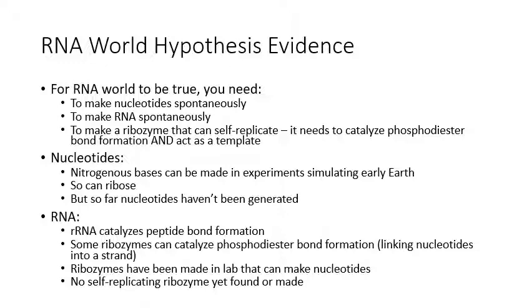So the evidence that we have is just we can make nitrogenous bases spontaneously, we can make ribose spontaneously, and we can make a ribozyme that catalyzes phosphodiester bond formation. Those are basically the strongest pieces of evidence that we have, which are not super strong, and that's why this is a hypothesis and not a theory. But the idea is just too tempting to let go of, so we're still working on it.